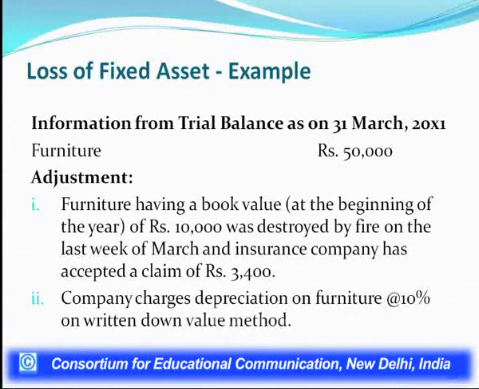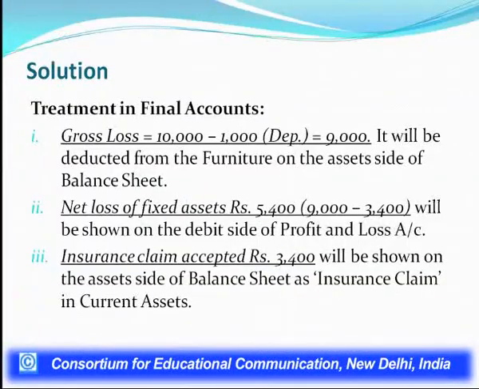So in this case, first of all we need to find out the book value of the furniture which has been destroyed by fire. So the fire occurred in the last week of March, so we will charge the depreciation for full year. So the gross loss is 10,000 minus 1,000, that is opening balance of furniture destroyed minus 1,000 depreciation on that part for full year. So 9,000 is the gross loss, and it will be deducted from furniture on the asset side of balance sheet.